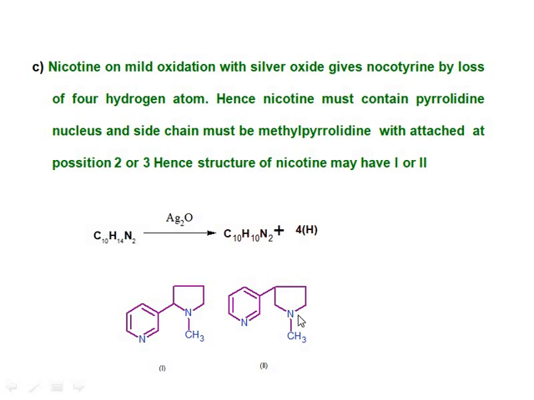And the side chain must contain methylpyrrolidine, attached at positions 2 and 3. This is the third position of the pyridine and the second position of the pyrrolidine, right? So the third position of the pyridine and the second position of the pyrrolidine are attached, and hence the structure of nicotine may be the first structure or the second structure. So which is correct? Attached at the third and second position, or attached at the third and third position? This structure may be confirmed by various chemical reactions to synthesize nicotine.